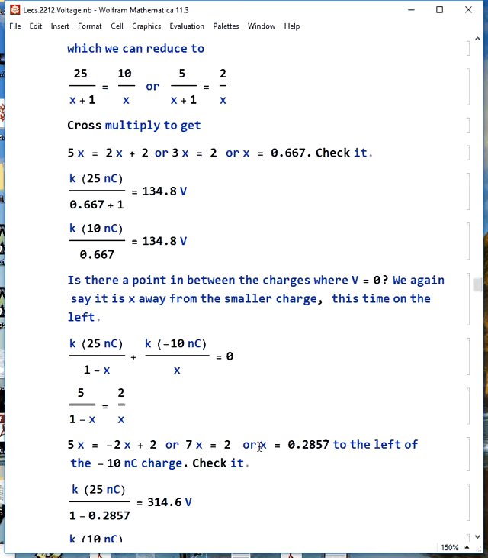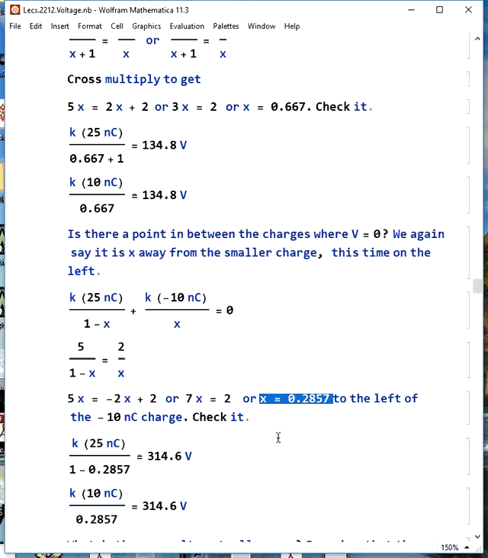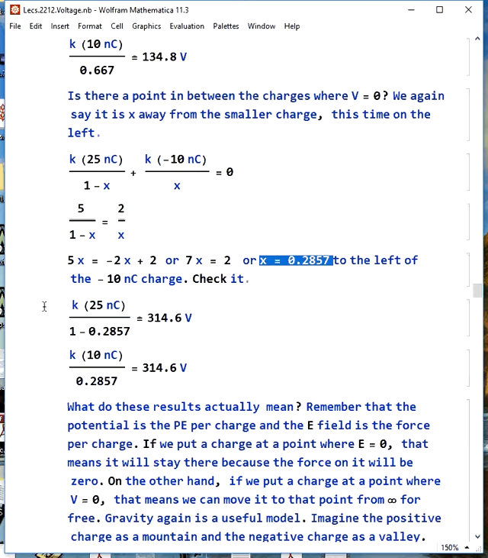Again, this is not very difficult math. We solve it and we get x equals 0.286. So it's 0.286 meters to the left of the negative charge. We check that out. It must be 1 minus 0.286 meters to the right of the positive charge. We get 315 volts in each case.